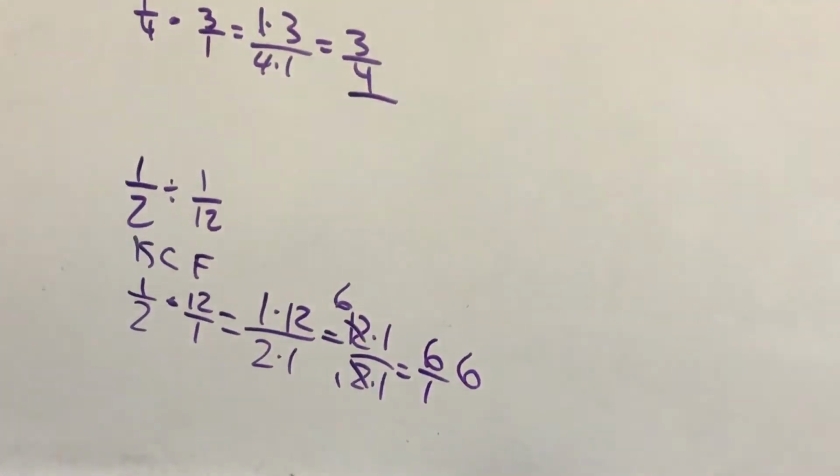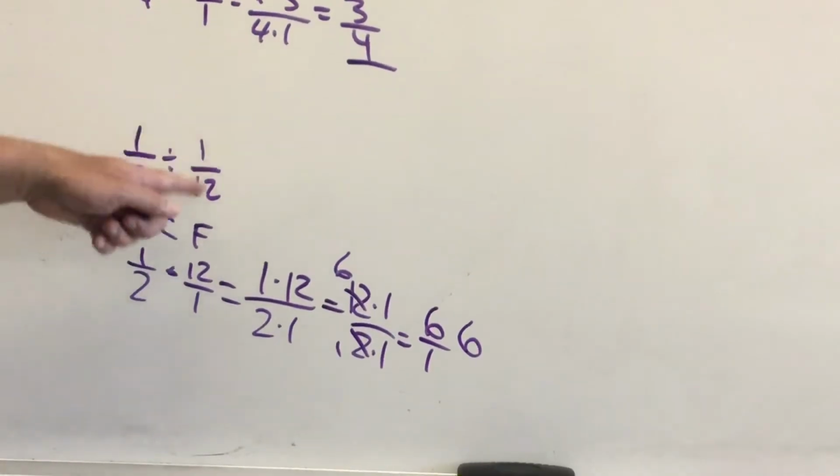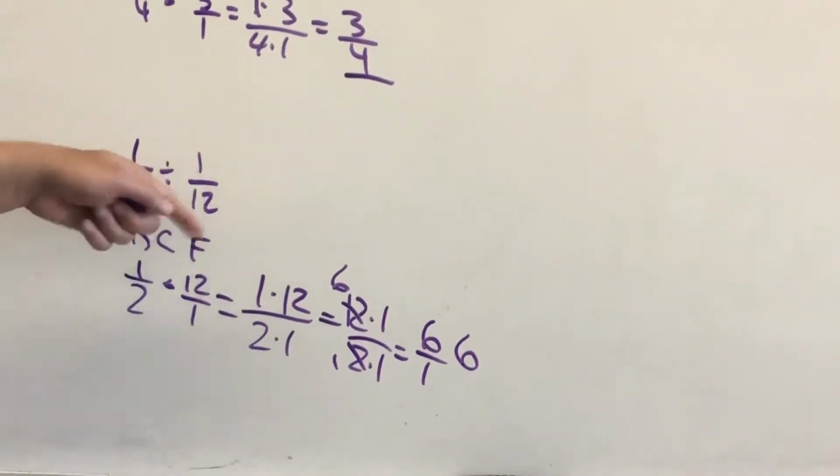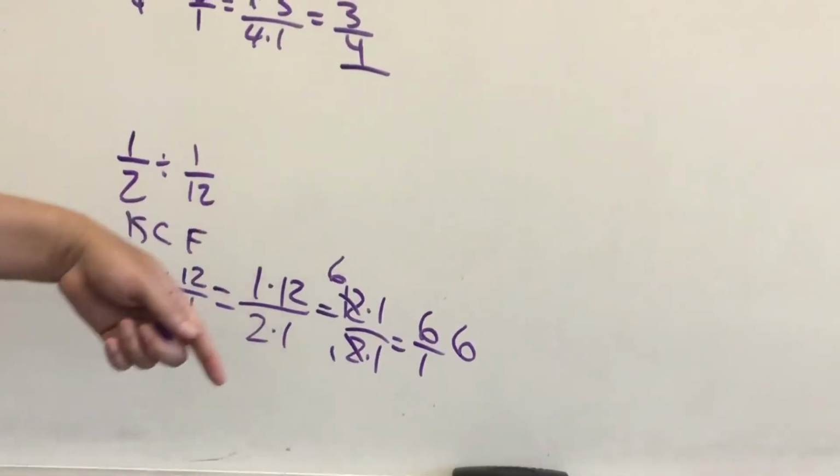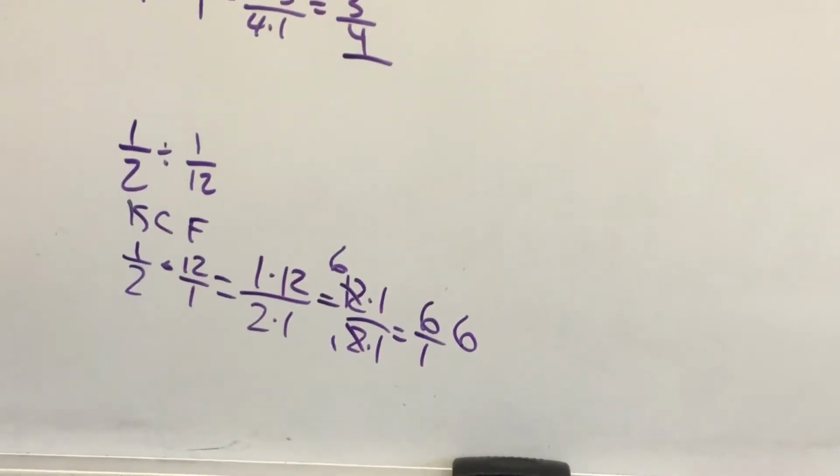So how many honeybees, if one honeybee makes 1/12 of a teaspoon, how many honeybees does it take to make half a teaspoon? It takes 6 of them.